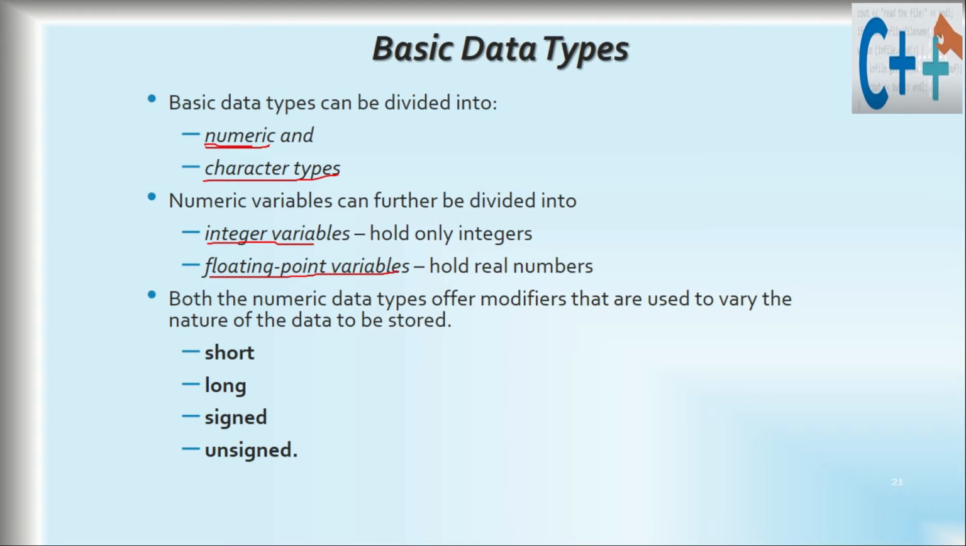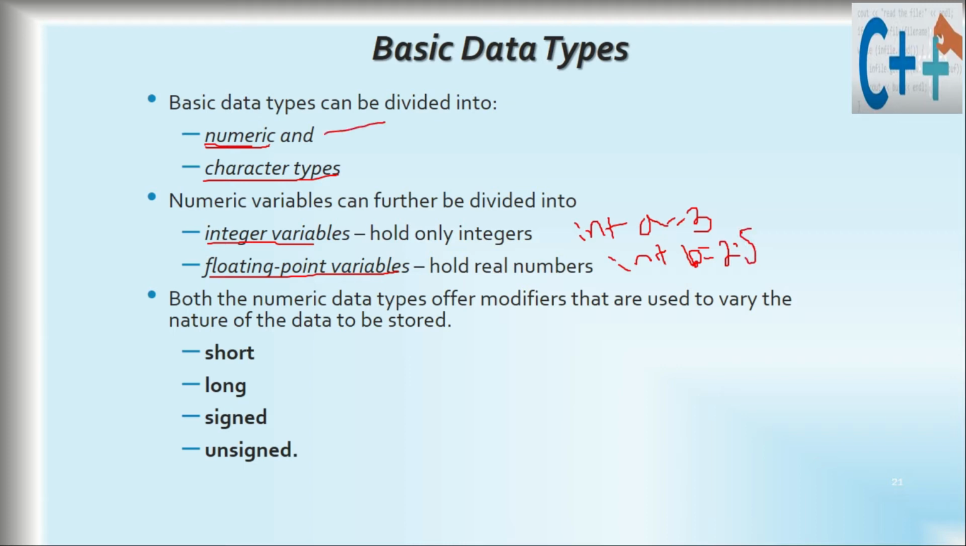For an integer, for example, int a equals 3. This is an integer variable. And float b equals 2.5. This is a floating variable.